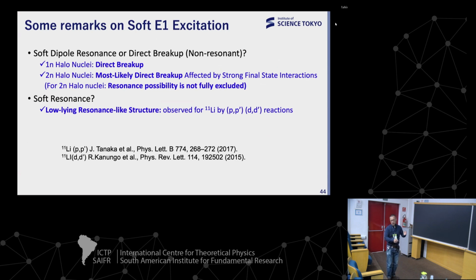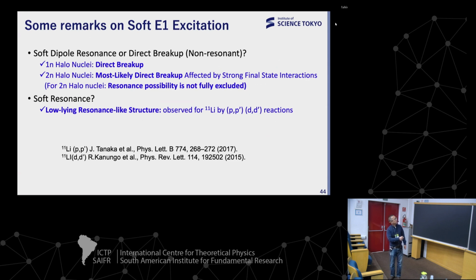So we discussed whether the soft dipole excitation is a resonance or not, right? We can be sure that for one neutron halo nuclei, this is caused by a direct breakup mechanism, not a resonance. For two neutron halo nuclei, it is most likely direct breakup, but sometimes affected by strong final state interactions. And for two neutron halo nuclei, the resonance possibility is not fully excluded, I would say.